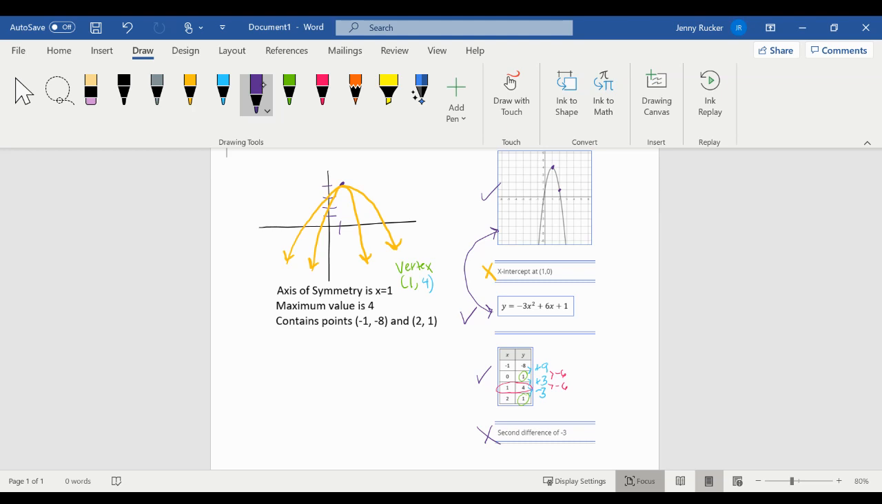Let's also just use our equation to find our second difference. We know that a is equal to 1/2 of the second difference. This means that a, which is -3, equals 1/2 of the second difference. So to solve this, I would multiply by 2 on both sides. And again, I get -6 is the second difference. So therefore, the second difference of -3 is false.